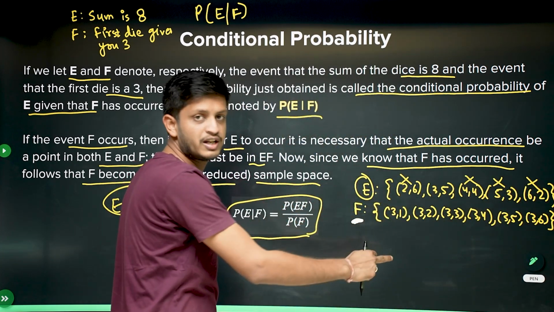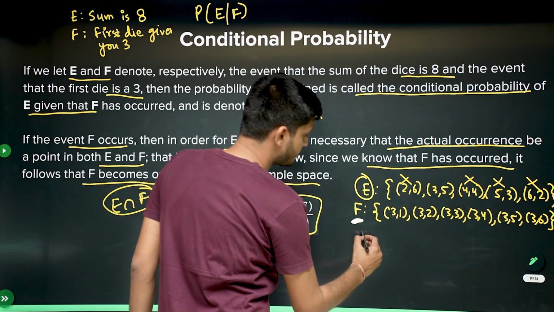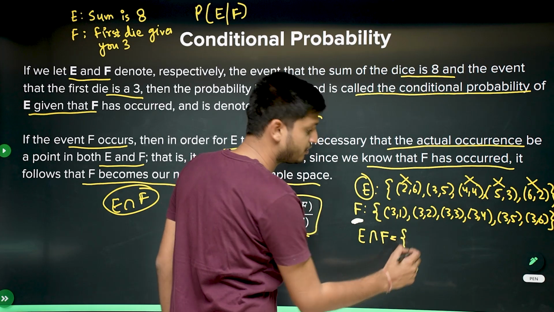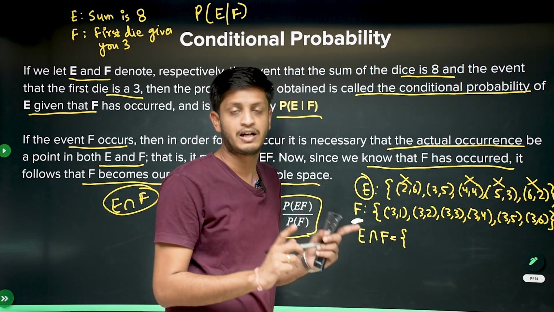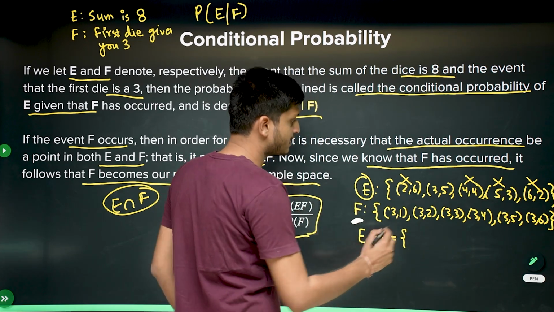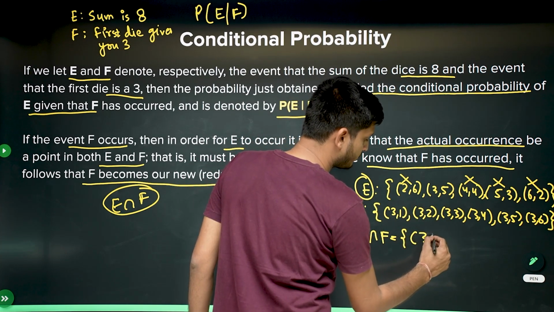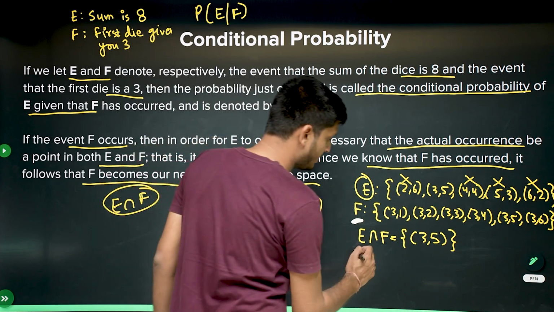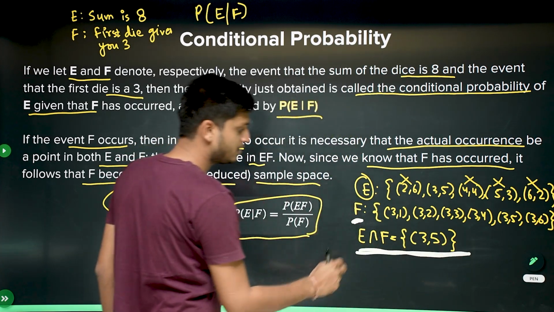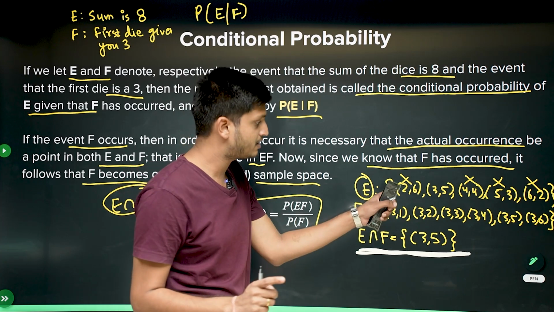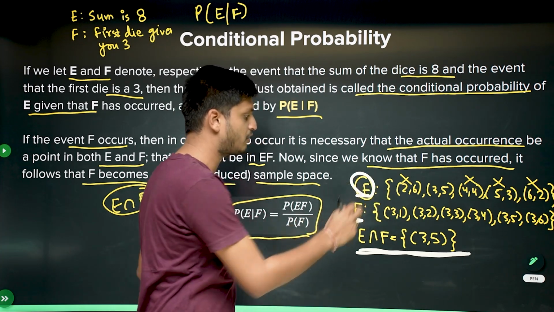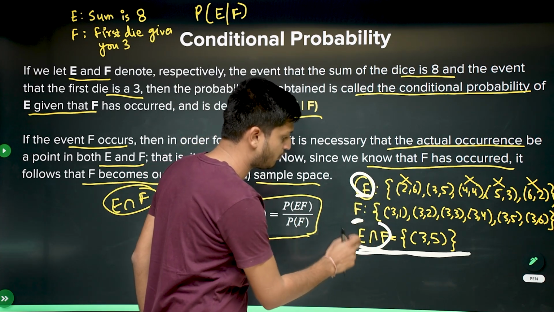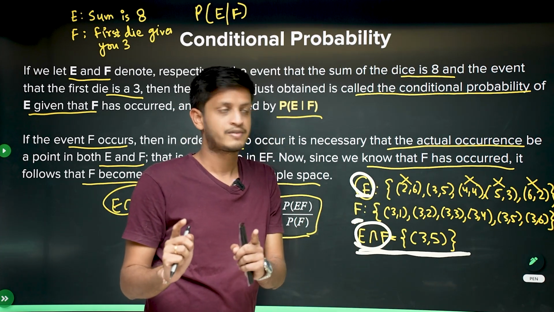Only the elements which are also in F are useful. That's why we calculate E intersection F, the elements which are in both E and F. These are the only elements which can happen and they satisfy our condition. What is E intersection F? The only element is (3, 5). Right? So this is the only element. Now this is our new event. Previously the event we wanted was the probability of getting a sum of 8. But now this is the event that we want to happen, (3, 5), right?